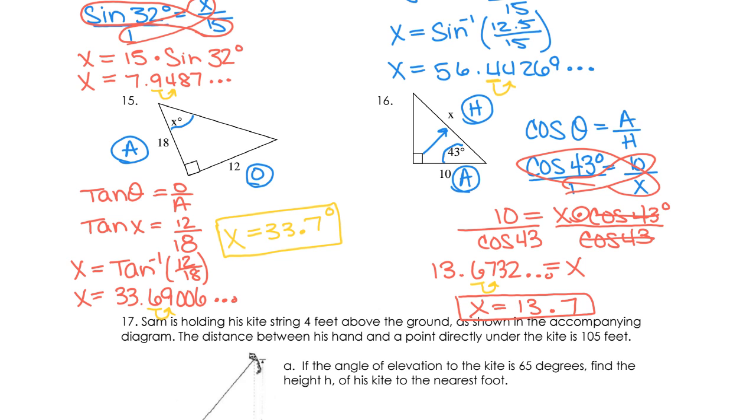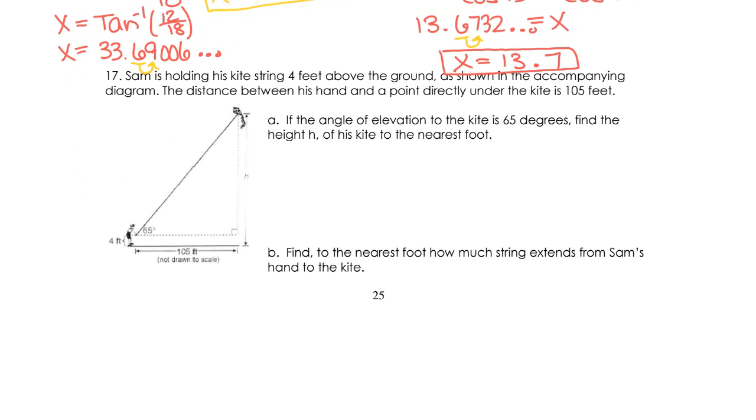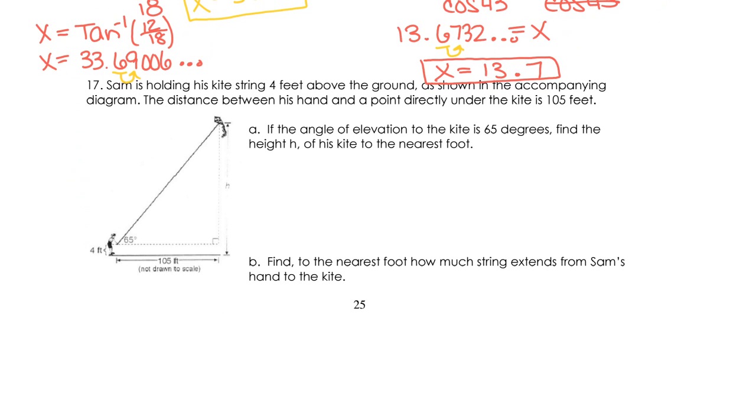Okay. All right, guys. One last question down here at the bottom. Talks about Sam. Sam is holding his kite string 4 feet above the ground, as shown in the accompanied diagram. The distance between his hand and a point directly under the kite is 105 feet.